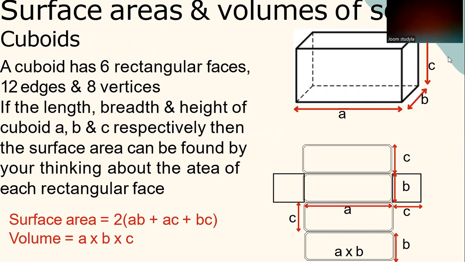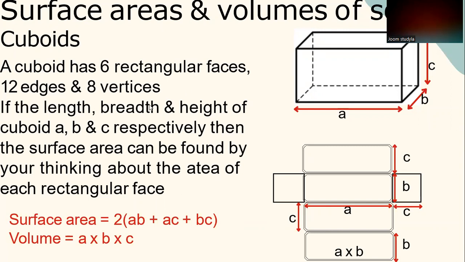And then the next question is how to calculate the surface area and volume of a solid cuboid. If you see the diagram of the cuboid, you have the A length, the B length, and the C length. What are the properties of the cuboid? A cuboid has 6 rectangular faces: 1, 2, 3, 4, 5, 6. It has 6 rectangular faces, 12 edges, and 6 vertices.